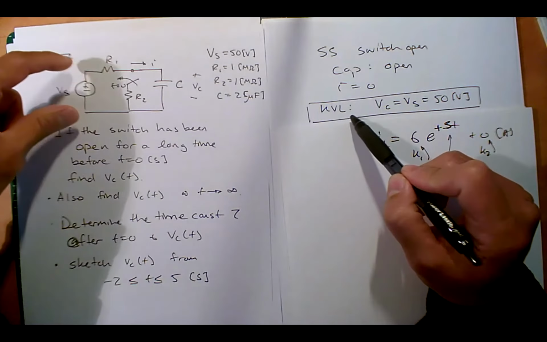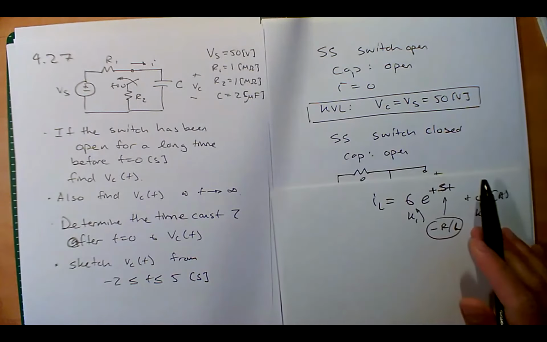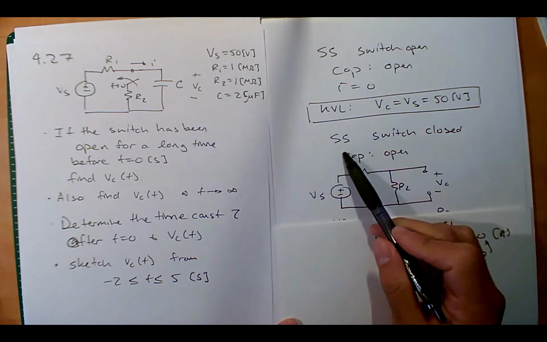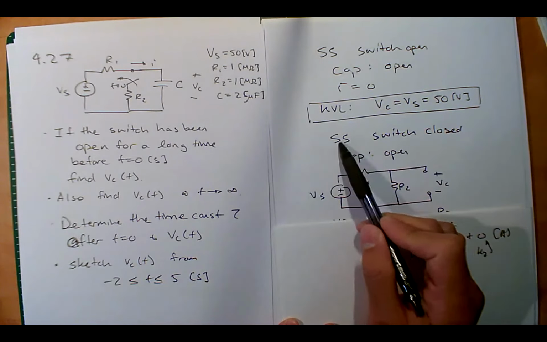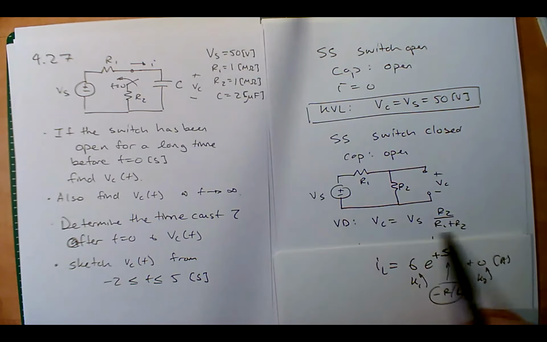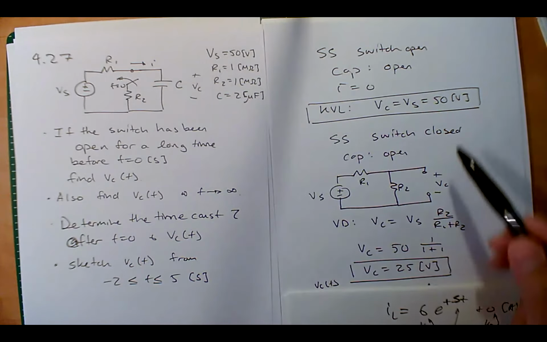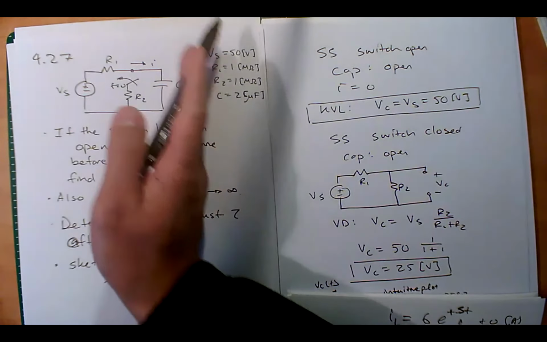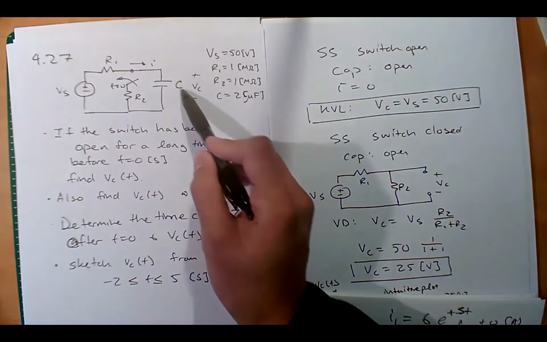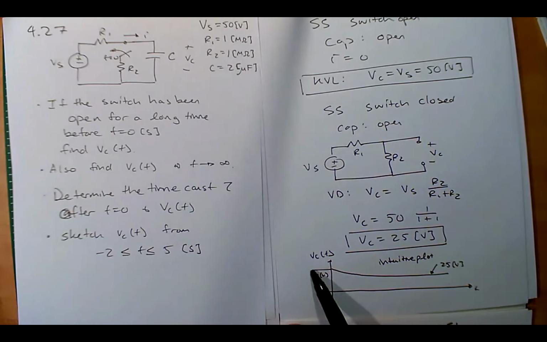And by KVL, VC and VS are the same, 50 volts. Yep, that's what we stated. When the switch is closed and we're back at steady state, VC is this, and we have a voltage divider. Good, that's exactly what we had just stated. So it'd be 25. You're going to start at 50, close the switch, and it's going to spool down to 25 volts. And so this would be our intuitive plot.